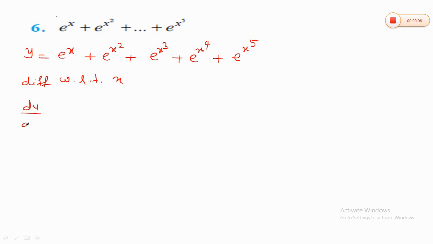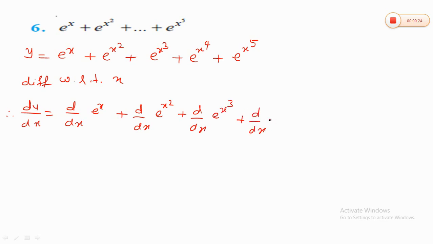dy/dx equals d/dx of e^x plus d/dx of e^(x^2) plus d/dx of e^(x^3) plus d/dx of e^(x^4) plus d/dx of e^(x^5). So you may find the derivative directly. After all, it is a one mark question, not more than that.